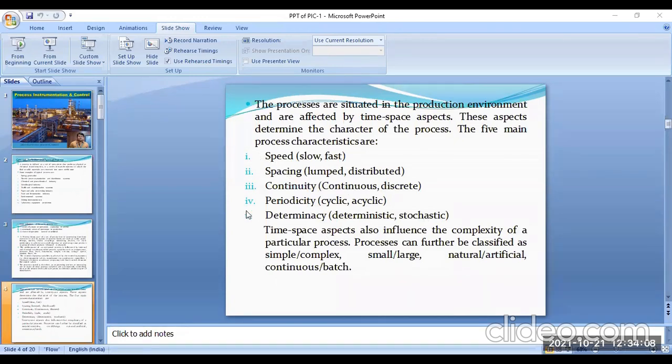Yes, sir. So please remember these five process characteristics, we have to use them.